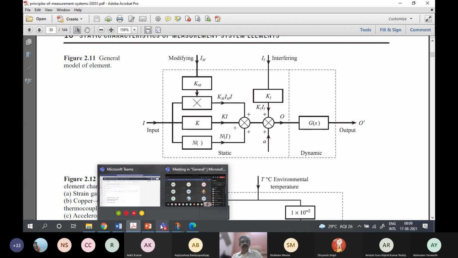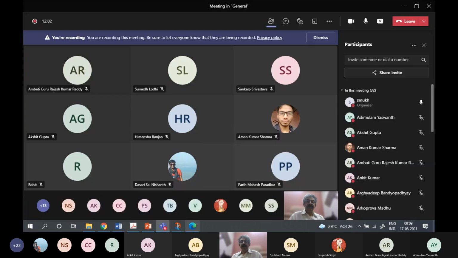This type of asking question will never elicit a response because nobody's name is somebody. So, Sumedh, कुछ याद है? Sumedh Lodi. Hello. Do you remember what is an interfering input?